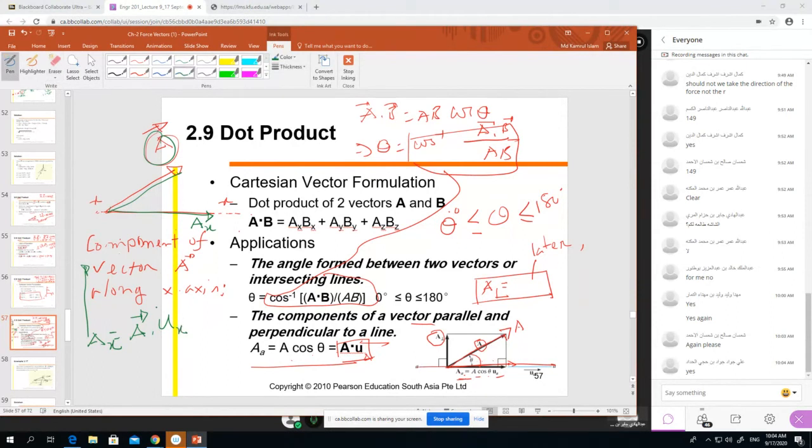This is the formula. That's it. Okay, a vector we have here, and we want to find the vector along the x-axis. So just vector into the unit vector of x. You will get this. This is the written here.